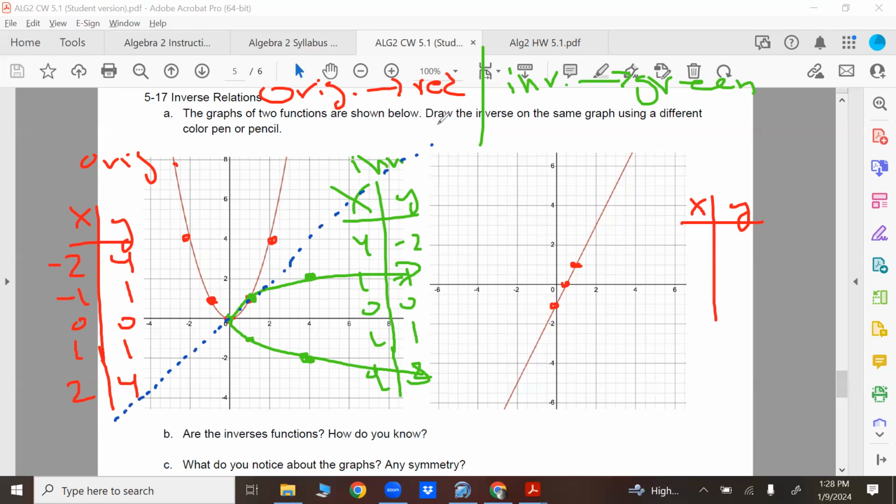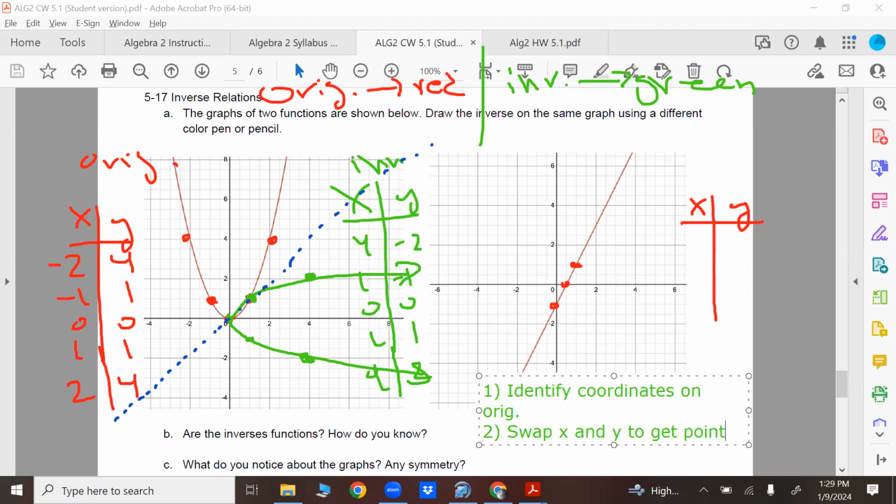So all I did was locate points. Let me give you a cookbook recipe: identify coordinates on the original, swap x and y to get points for the inverse, then plot the inverse. That's all you guys are doing. Identify coordinates on the original, swap x and y to get points for the inverse, and plot the inverse.